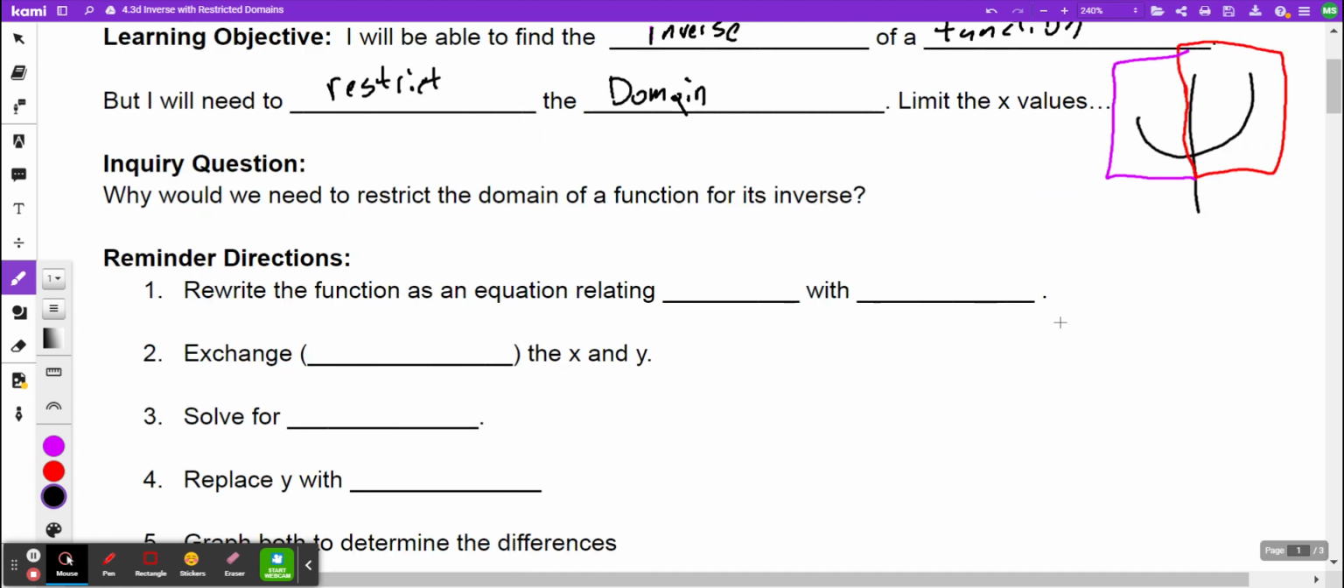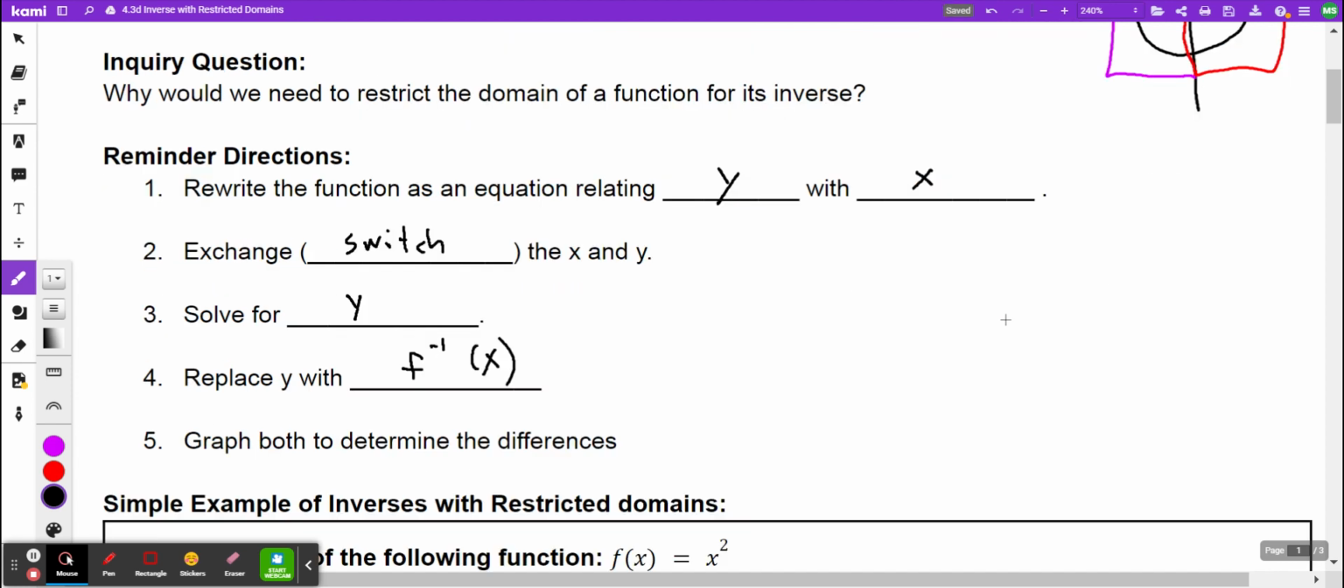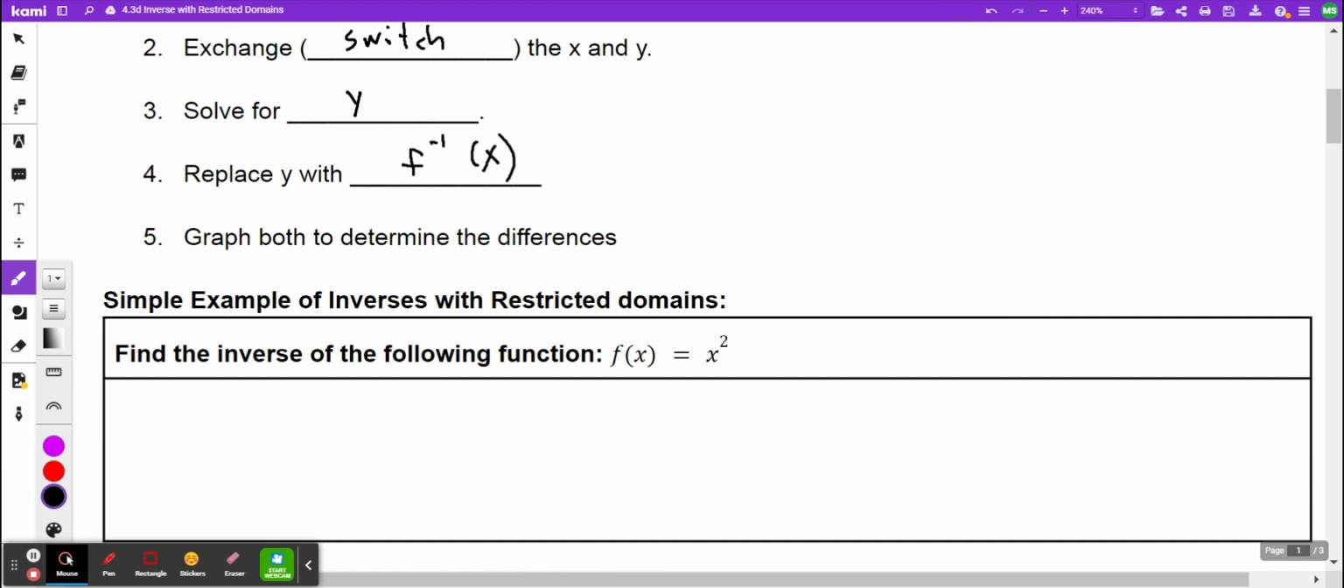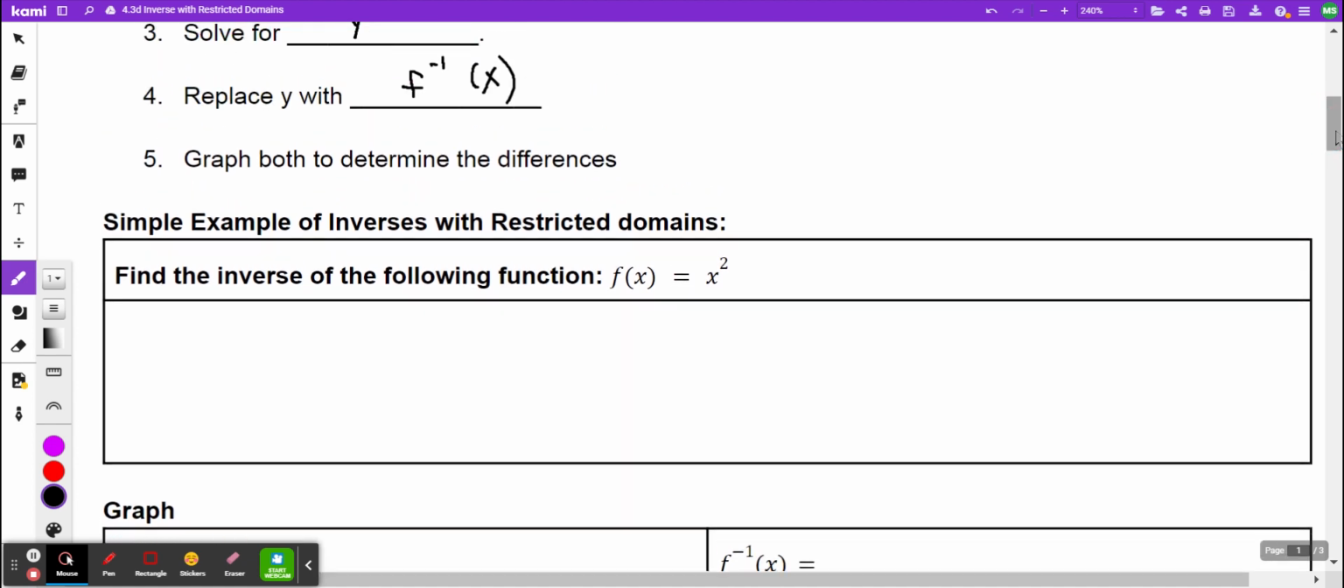Reminder directions. So we're going to rewrite the function as an equation relating x with y or y with x. So we're going to exchange or switch out the x and y, and then we're going to solve for y. Replace y with whichever one we're doing, like the inverse of f, and then graph both to determine the differences. So simple example of inverses with restricted domains. We need to find the inverse of the following function. f of x is equal to x squared.